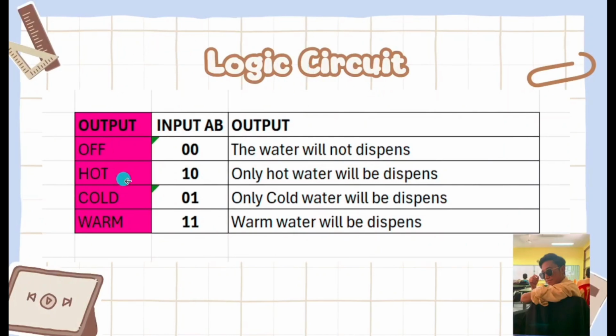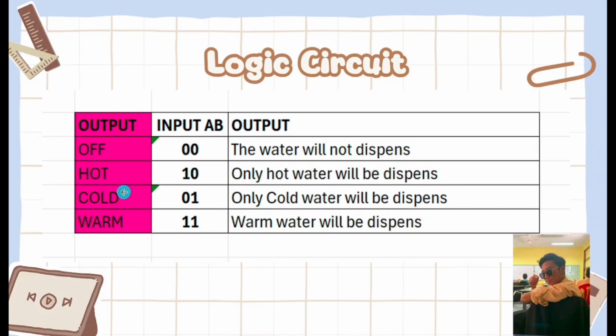So these are the conditions. The first one, if we want to turn off the water dispenser, the input A and B must be 0, 0, and then the water will not dispense. Next, for hot water, the input A will be 1 and input B will be 0, so only hot water will be dispensed.